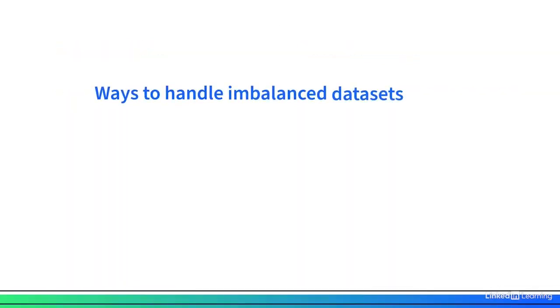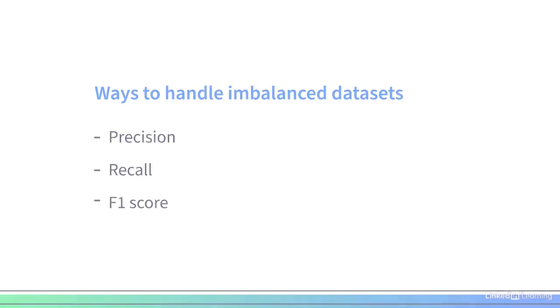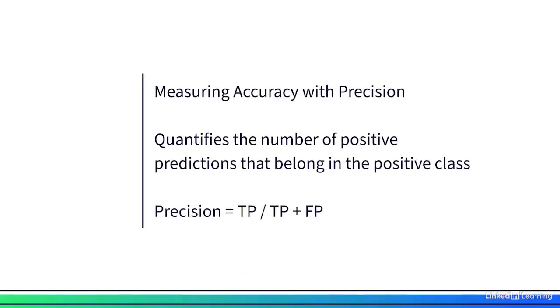I do want to highlight that when your data set is highly imbalanced, accuracy is not a good way to measure your model's performance. Instead, consider using precision, recall, or F1 score, which we'll discuss now. Precision is another way to measure accuracy. Precision quantifies the number of positive predictions that actually belong to the positive class. The formula is simple. Precision equals true positive divided by true positive plus false positive.